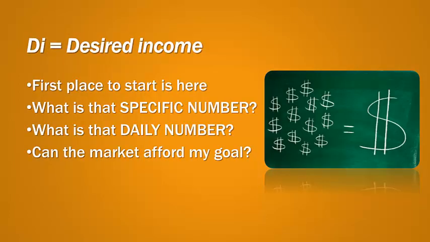First up, let's talk about desired income, DI, okay? Now, I think this is where most people get it wrong. Most people just go out and get into a market. But I think the first place you start is your desired income goal. You need to know what that specific number is that you're targeting, and then break that down into a daily number. The reason you start here is because you want to make sure that the market you're going into can support your goals. Otherwise, you're going to be very frustrated.